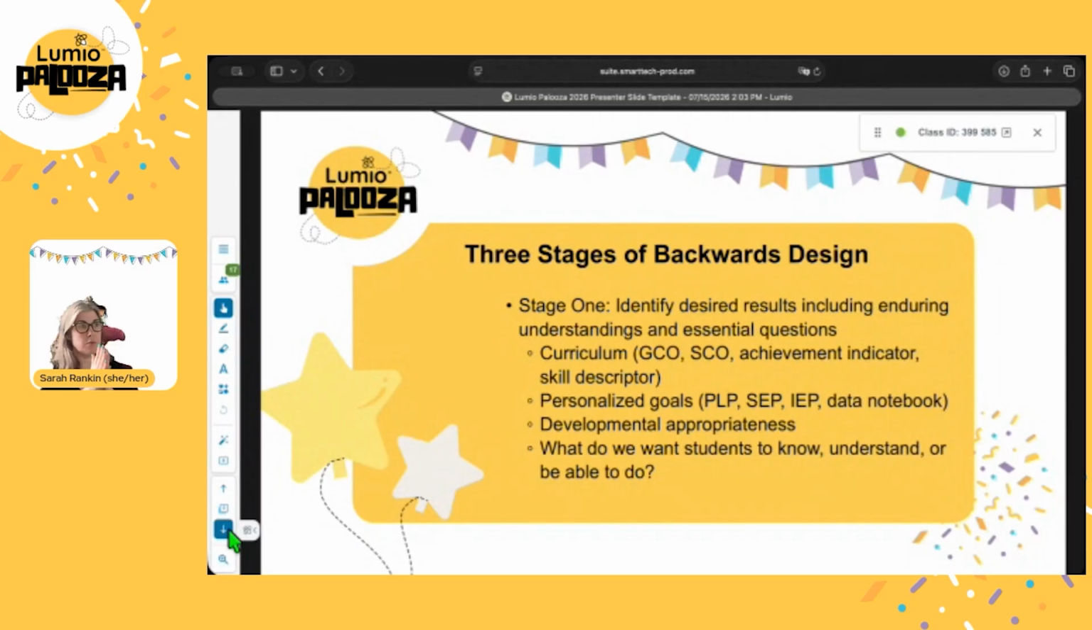So breaking this down, we're just going to talk about stage 1 to begin with. So we're going to identify the goal. So again, this could be your curriculum. Depending on how your curriculum is laid out, this could be a GCO or SEO, a specific curricular outcome or a general curriculum outcome. In New Brunswick, we call them achievement indicators and skill descriptors.